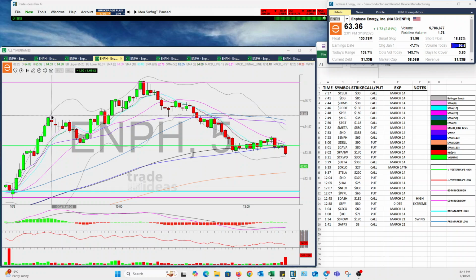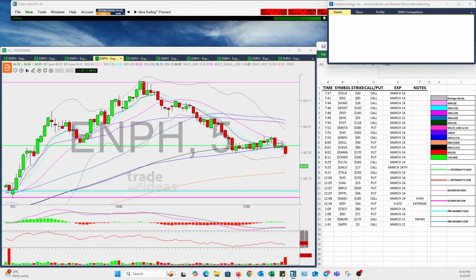If you didn't get out here and you held back to the pullback back to VWAP, and then you still could have continued up in that trade. Or if you got out, you could have got back in on the pullback to VWAP and then caught some more upside as well. So either way, that was a nice alert, and you could have caught a nice trade out of this either way. So that was ENPH.